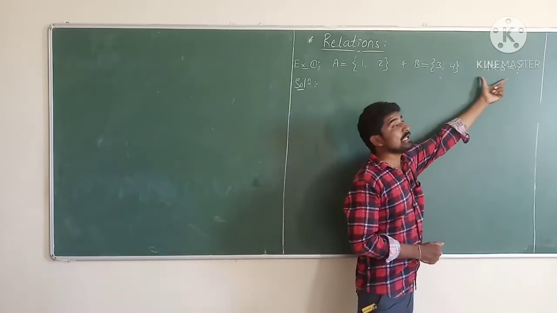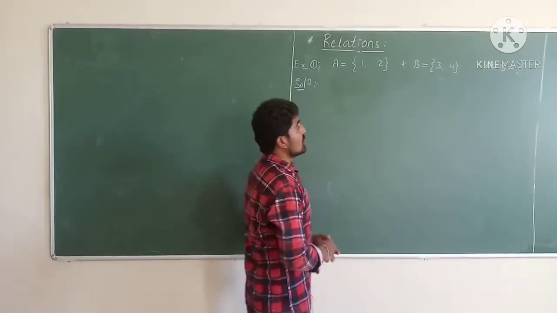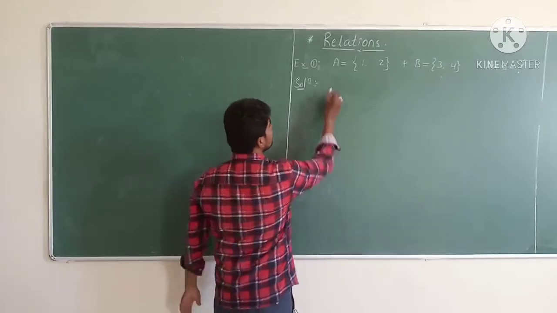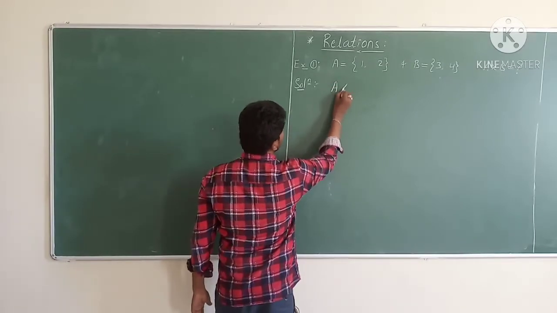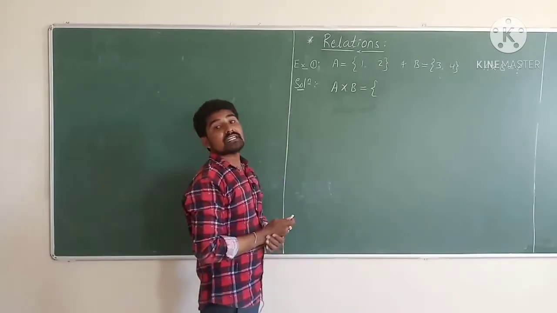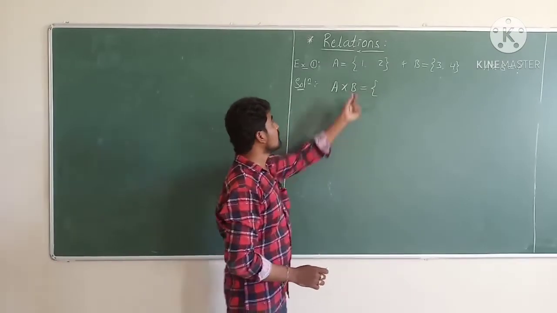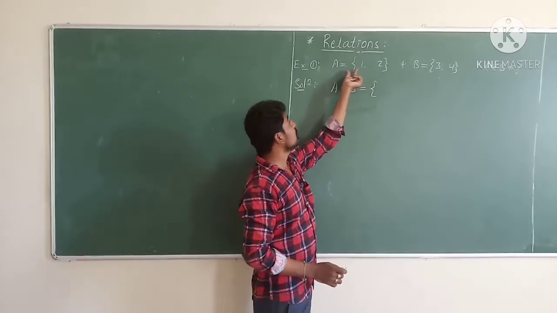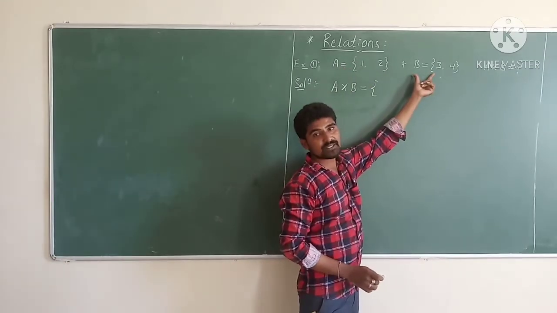So first, the example: let A and B be two sets. Then find A cross B. As you know, A cross B is the Cartesian product from set A to set B, which consists of all possible ordered pairs from set A to set B.